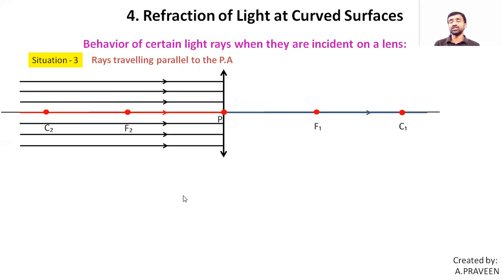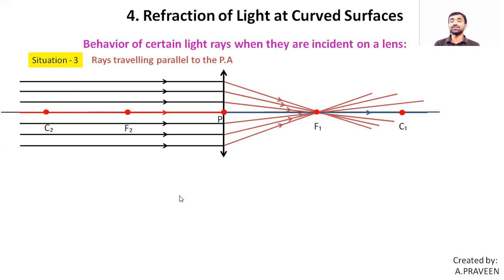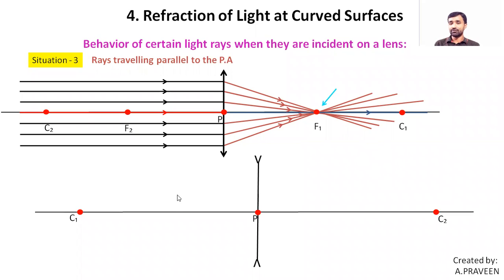They can meet each other after refraction at a common point called the focus. So here they are going to converge. In case of a concave lens, they appear to diverge. So here the focal points are identified.